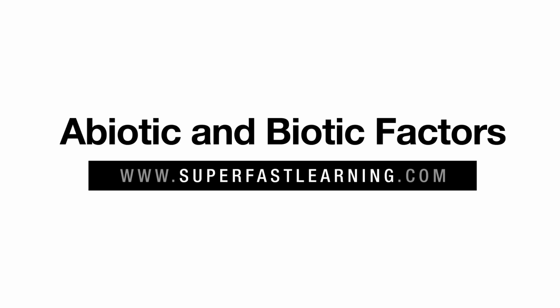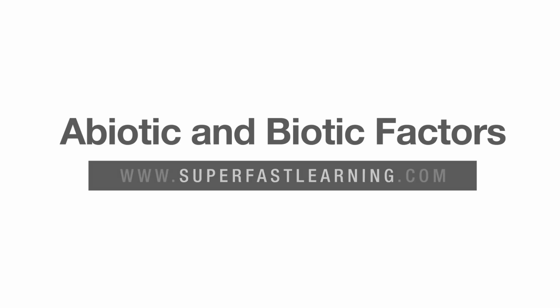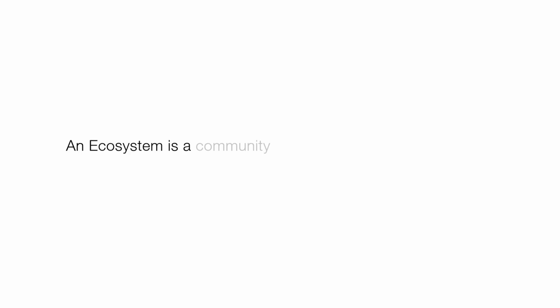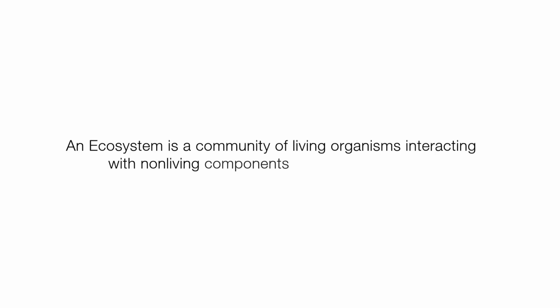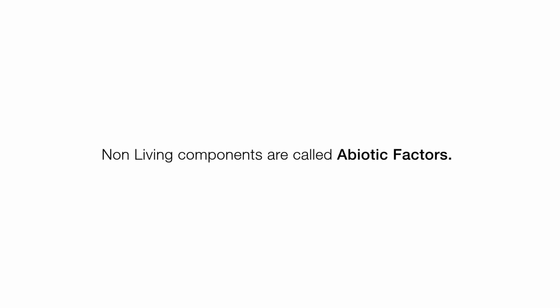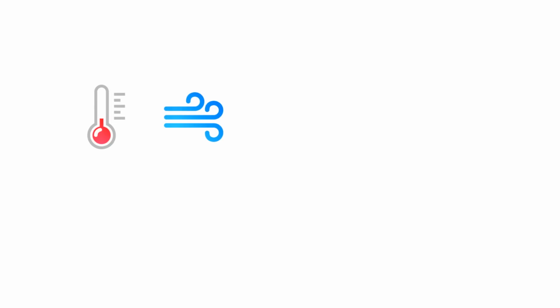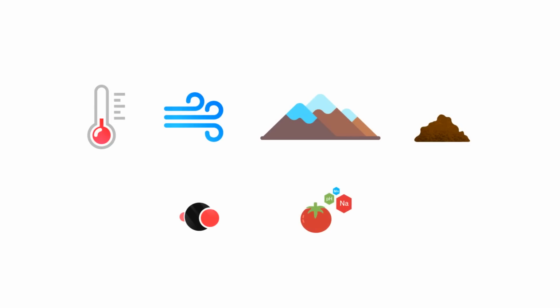Abiotic and biotic factors. An ecosystem is a community of living organisms interacting with non-living components of their environment. The non-living elements of an ecosystem are called abiotic factors. For example, temperature, wind, altitude, soil, gases, nutrients.